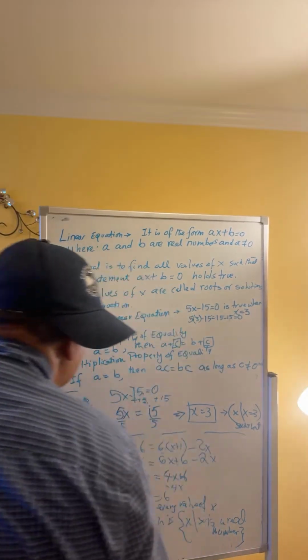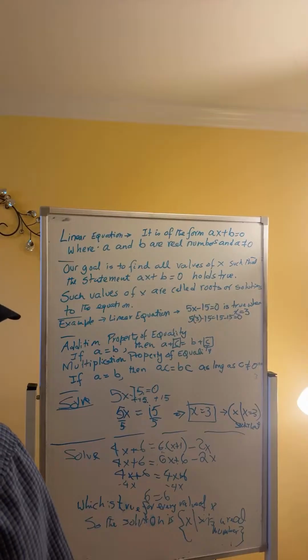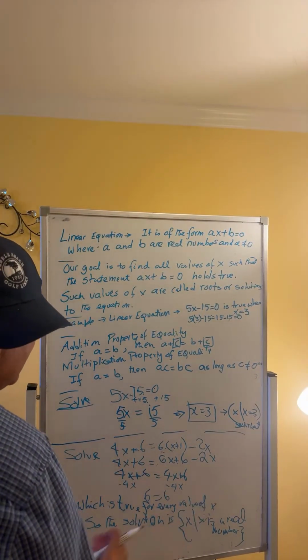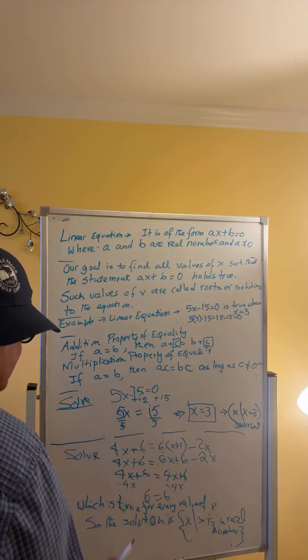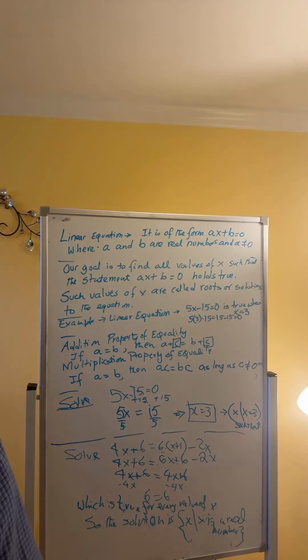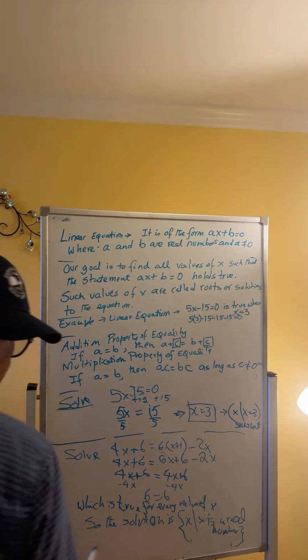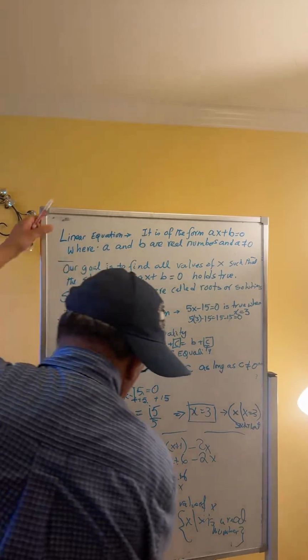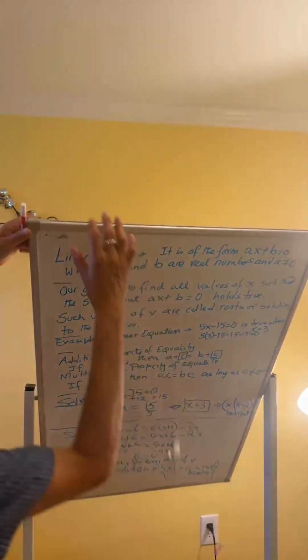So what did we learn? If x cancels on both sides of the equation, then it is true for all real values of x. So the solution is the set of x such that x is any real number. Let's solve some more equations on the other side of the board. So I'll flip the board to the other side.